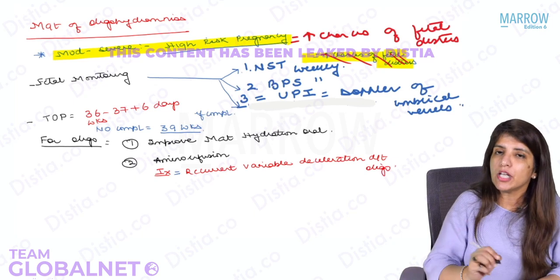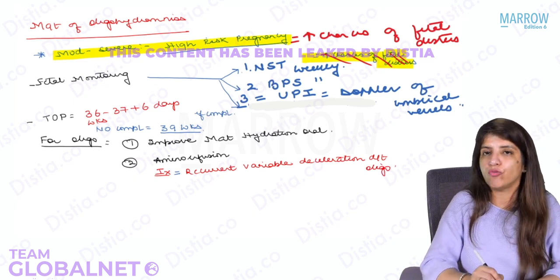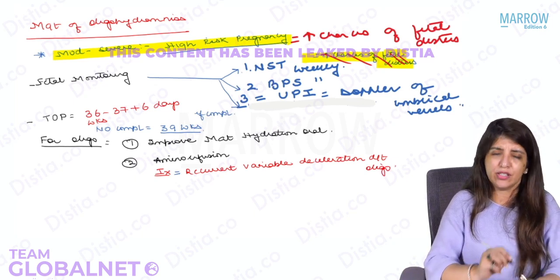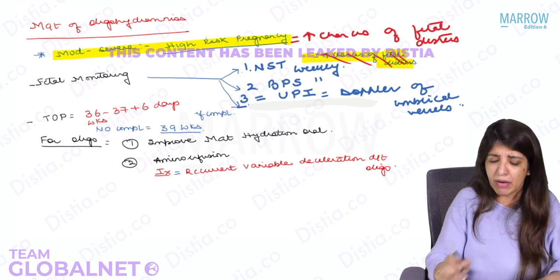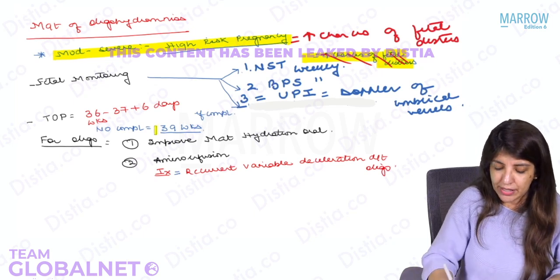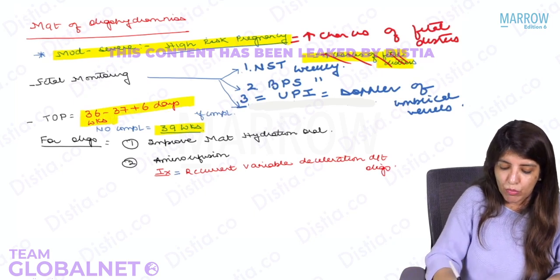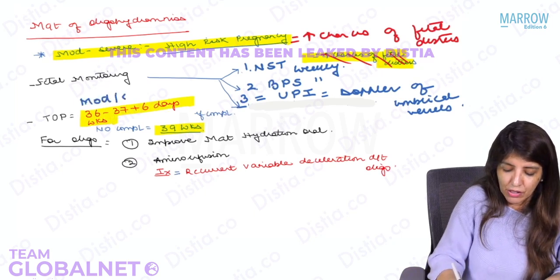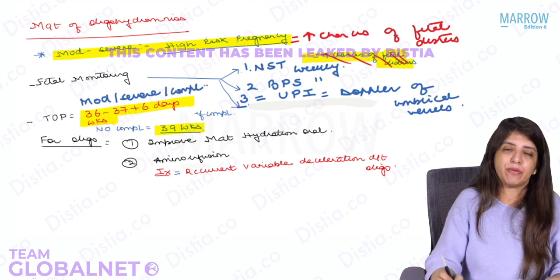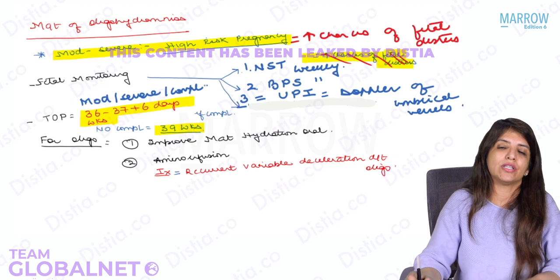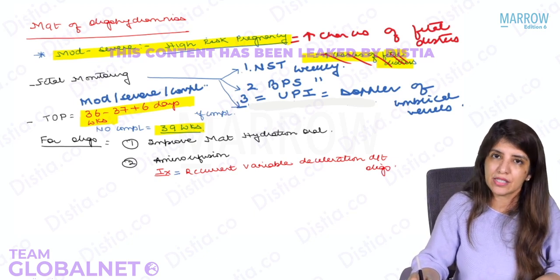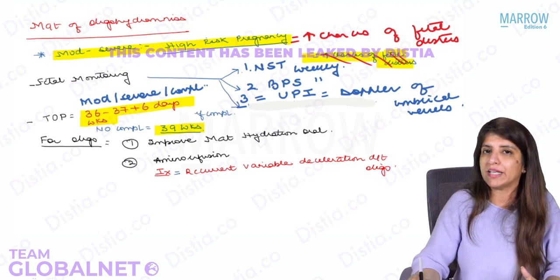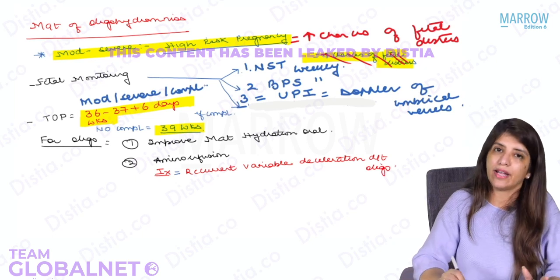Right? Termination of pregnancy in case of oligohydramnios: if there are no complications, if it is mild, then it has to be terminated at 39 weeks. But if complications are present or if it is moderate to severe, then between 36 weeks to 37 weeks plus 6 days. If it is mild and no complications are present, then 39 weeks.